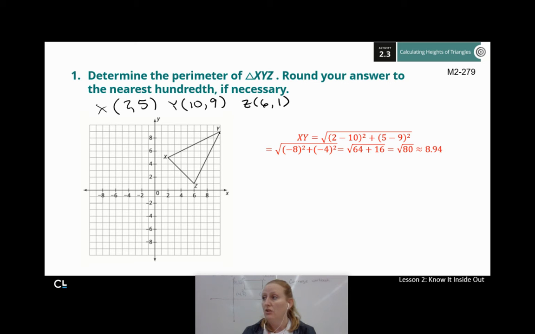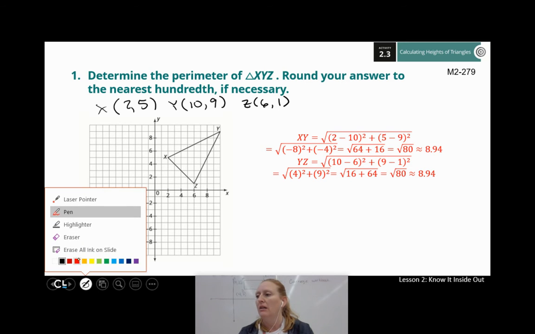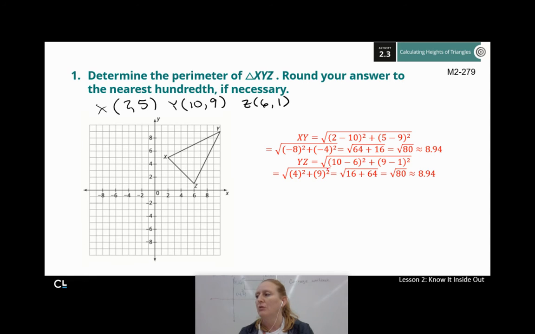We do want to find the other side, so let's find side YZ. So I'll subtract my x's, 10 minus 6, and subtract my y's, 9 minus 1. 10 minus 6 is 4. I was getting ahead of myself. 9 minus 1 is 8. If you square them, you get 16 and 64. Add them together, you get the square root of 80, which, again, is about 8.94.